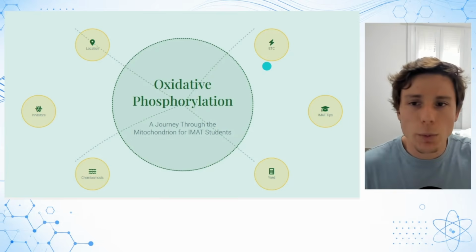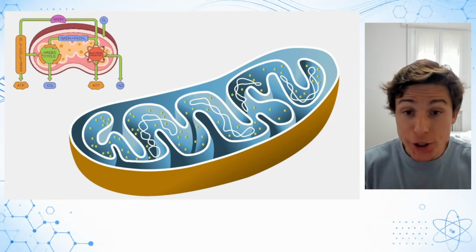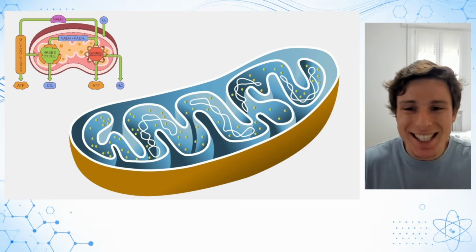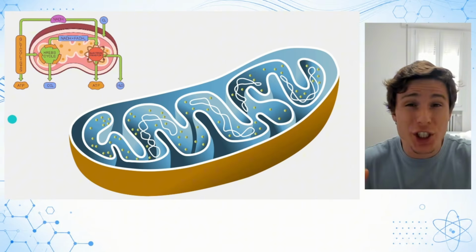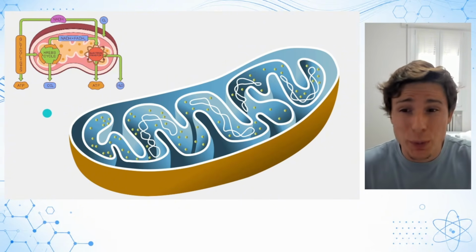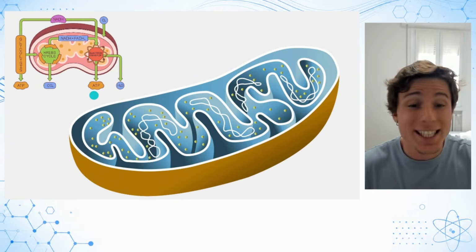Alright, so let's not waste any more time and let's dive into it. First things first, let's talk about where this takes place. We're talking about oxidative phosphorylation, one of the most important processes for the production of ATP. So the big guns are going to be produced through this process, okay? And it's going to happen in the mitochondria.